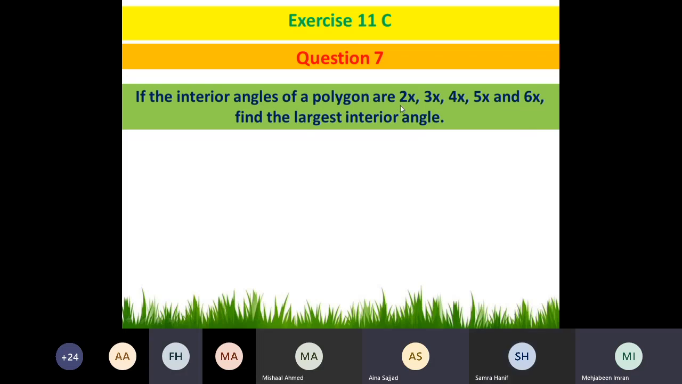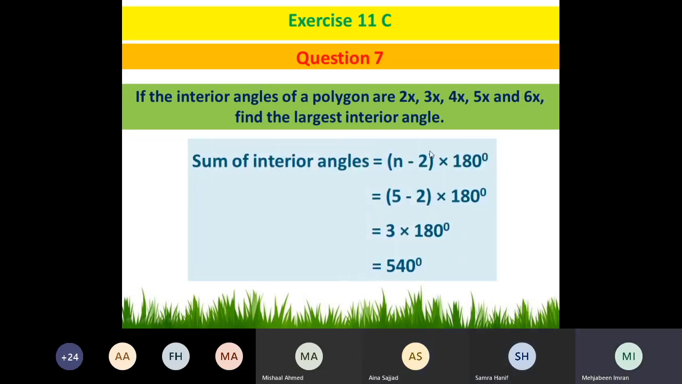I want to write 2x plus 3x plus 4x plus 5x plus 6x is equal to some degree, but I don't know what the degree is. So first I have to find the sum of interior angles, and I know it's a pentagon because it has 5 angles. The sum of interior angles is (n minus 2) multiplied by 180, where n is the number of sides. A pentagon has 5 sides, so 5 minus 2 is 3, and 3 into 180 is 540. So now we know that the sum of all the angles is 540, and the working will be easier for us.